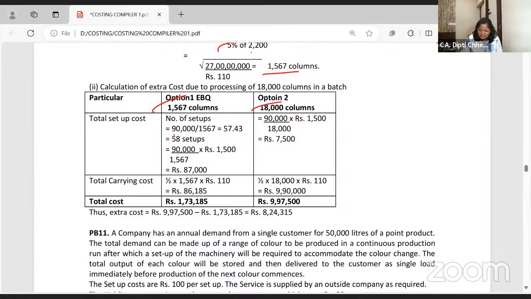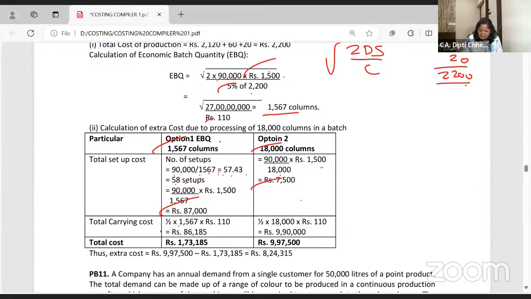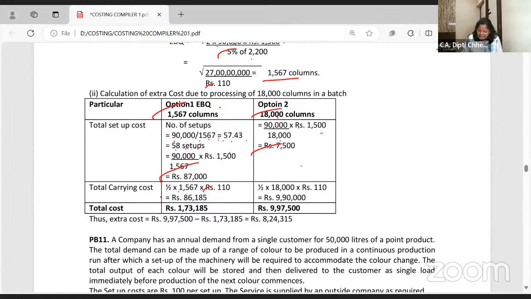90,000 units they want, and if they produce 1567, what will be the number of batches? It is coming in decimals, you can round off. 58 setups, and per setup, 90,000 divided by 18,000 is the number of batches multiplied by setup cost. So this is your setup cost. And any time your EBQ 1567 divided by 2 will be in your godown, and carrying cost is 110. Here 18,000 divided by 2, so 9,000 units in your godown multiplied by 110.